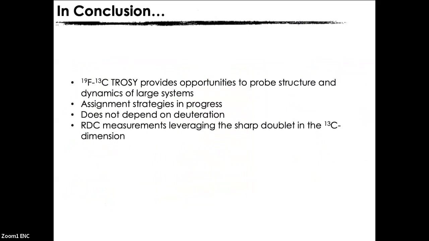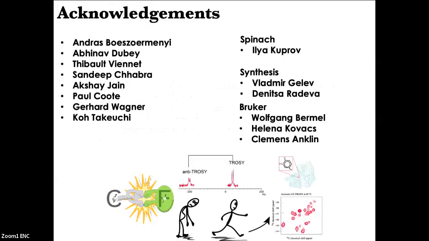In conclusion, I'm hoping to convince you that the CF TROSY provides you an opportunity to probe structure, dynamics, and interaction of large proteins and nucleic acids. You have good assignment strategies in progress. This really does not depend on deuteration. And as shown by Lucia, you can also make these proteins in insect cells and other cells. RDC measurements can not only help you in assignments, but also give you critical information about dynamics as well.